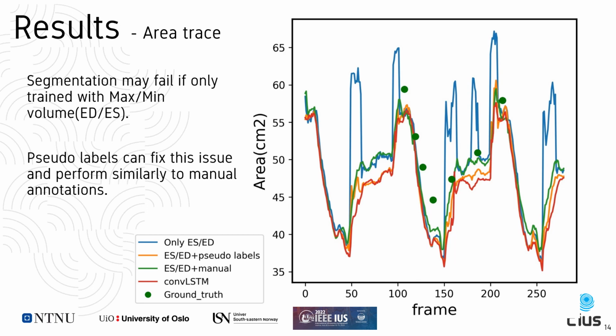Here is the left ventricle area trace. We can see from the figure that if only trained with maximum and minimum volume, which is the end diastole and end systole frames, the prediction's area trace is the blue one. Segmentation might fail when the valve disappears, or the view looks a bit away from the standard. Pseudo-labels can fix this issue and achieve a very similar performance as adding more manual annotations at different time points.